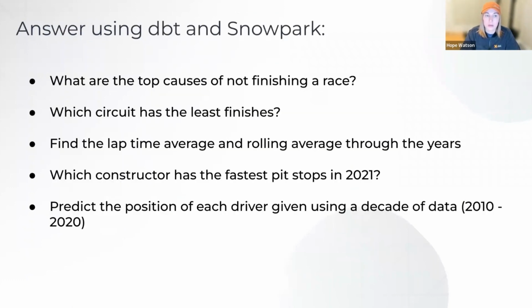So we're going to answer some questions using dbt and Snowpark today. We're going to find out what are the top causes of not finishing a race, and what circuit has the least finishes. For those two, we'll just be using some simple SQL group by statements. So this will be SQL. We're then going to find out the lap time average and rolling average through the years. So our car is getting faster. Are those drivers getting faster? Or maybe there are some fluctuations. We're also going to find out which constructor had the fastest pit stops in 2021. We're going to use Python for these transformations here. And we're also going to be able to tie that back out to an exposure.